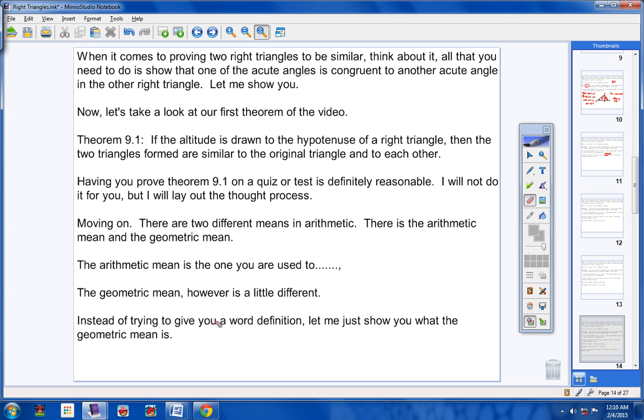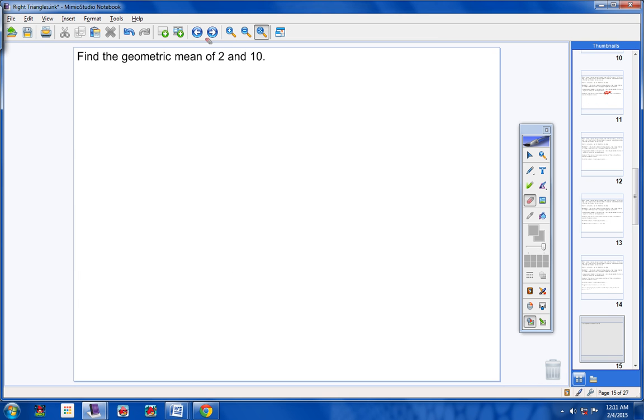Instead of trying to give you a word definition, let me just show you what the geometric mean is, okay? So take some really good notes on this. Copy this problem down. I want you to find the geometric mean of 2 and 10. Please copy that down. Find the geometric mean of 2 and 10. Now, if I asked you to find the arithmetic mean, that's easy.